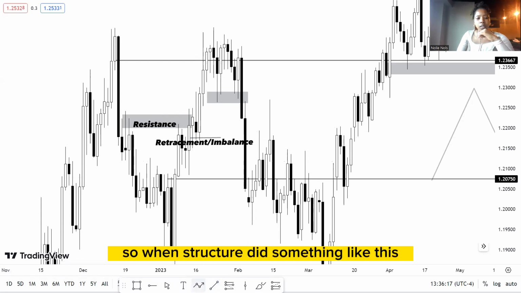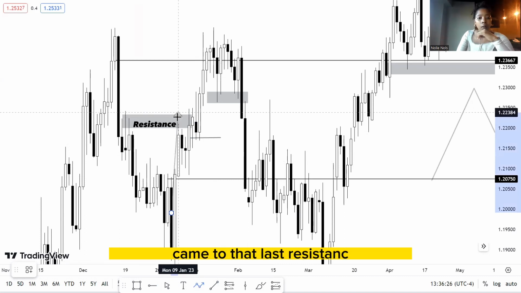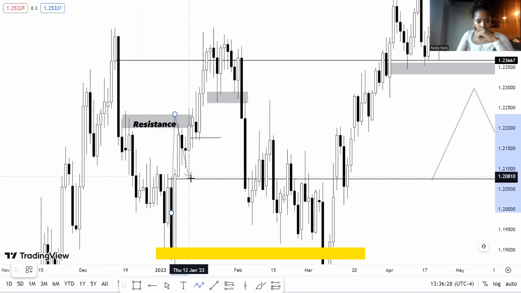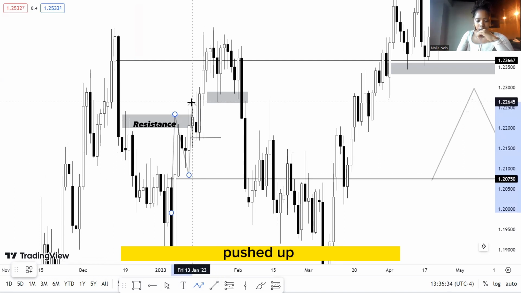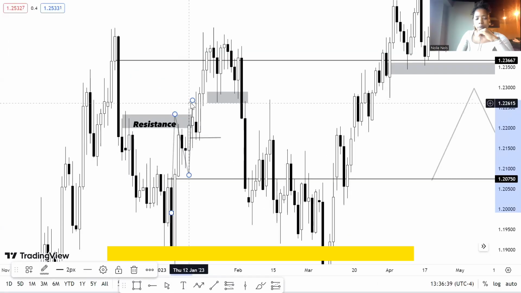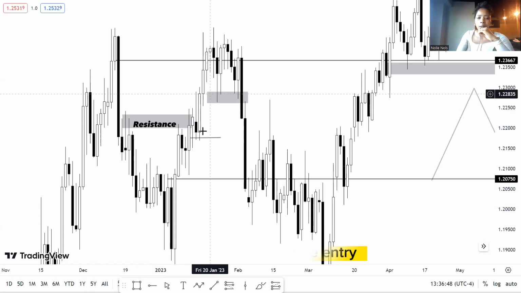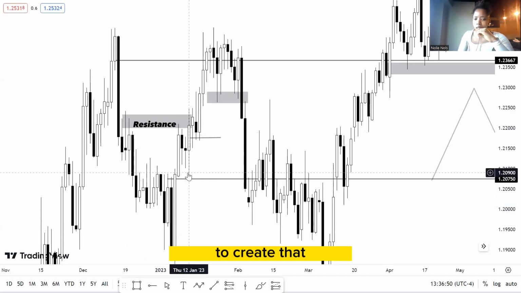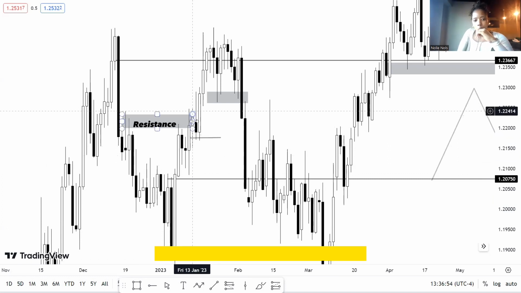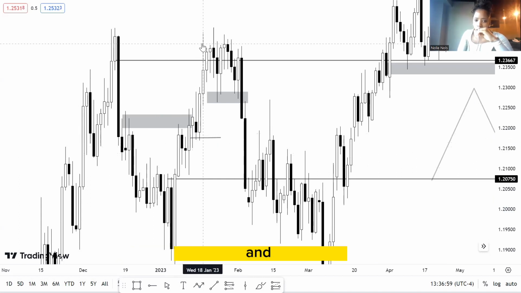So when structure did something like this, a nice push from the order block, came to that last, comes down like that. When it came down, pushed up, this leg going back to the leg that pushed you up is the leg that will give you the imbalance. That is where people will have a nice retracement, or a nice entry, because they have waited for price to create that higher low. When it came higher high, when it created a higher low, then they will have a nice weight from the imbalance and push back up.